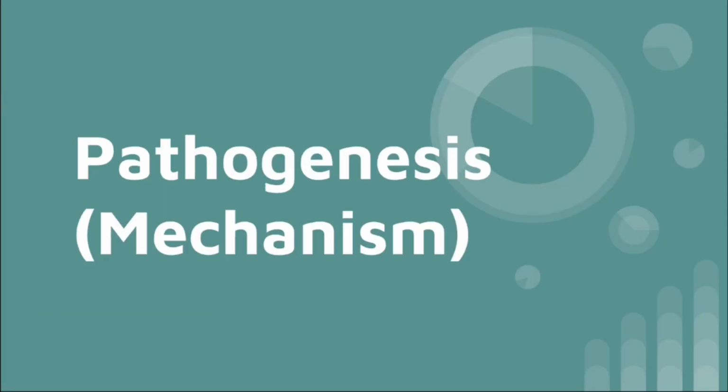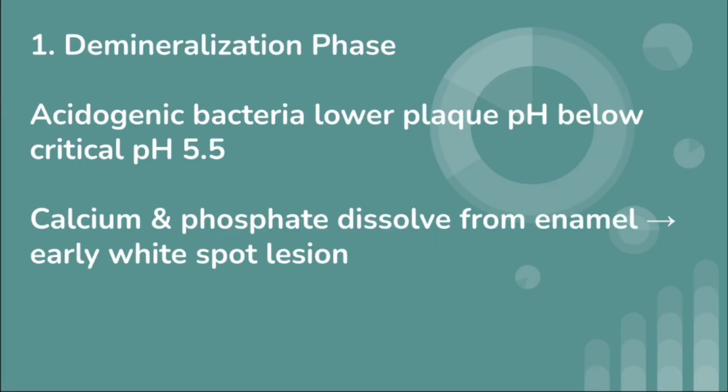So next is pathogenesis, how it will happen. First it will cause the demineralization phase. In this phase, acidogenic bacteria lower the plaque pH below the critical pH of 5.5. Then calcium and phosphate dissolve from the enamel due to that pH. This gives a white spot lesion, which is due to the calcium and phosphate dissolving.